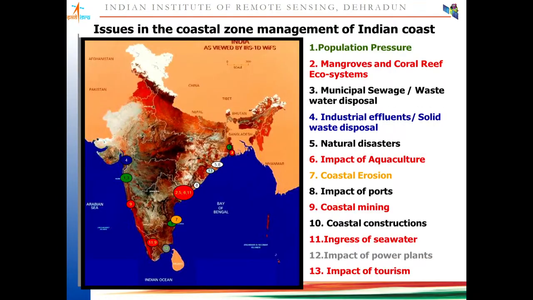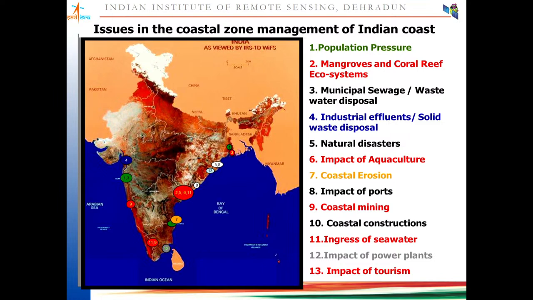And in this coast, there are various issues. If you want to develop a coastal zone management plan in a particular area of the Indian coast, our country, there are various issues we need to address. If we summarize all those issues, the first major issue I can say is population pressure, because we know now we are the world's largest populous country.